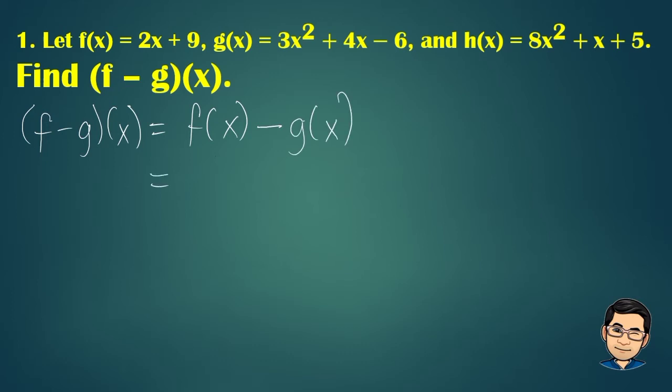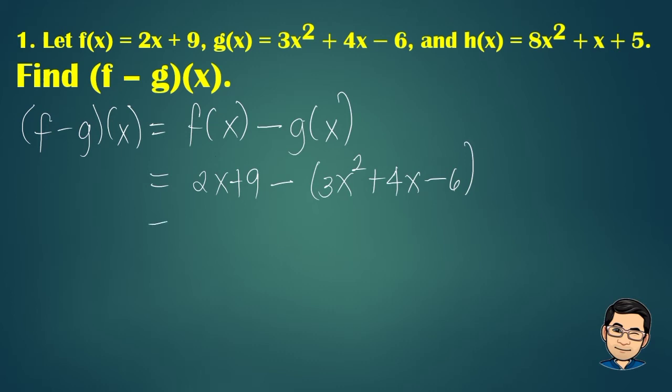So, f of x is 2x plus 9. So, 2x plus 9 minus g of x, which is 3x squared plus 4x minus 6. So, whenever we subtract rational expressions or functions, make sure yung subtrahend niya naka-enclose sa parenthesis. So, and then, ang mangyayari, since minus yon, lahat ng sign sa loob ng parenthesis na yon ay magbabago. Hindi lang po yung nauuna.